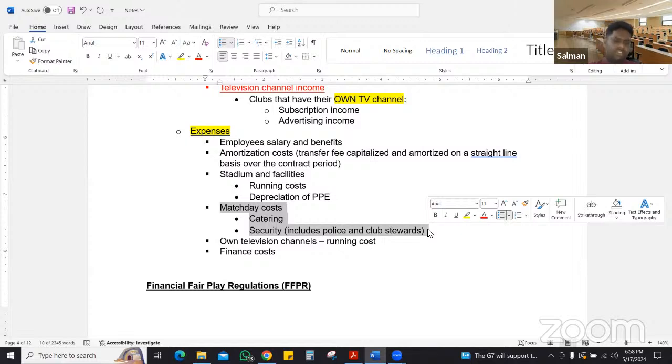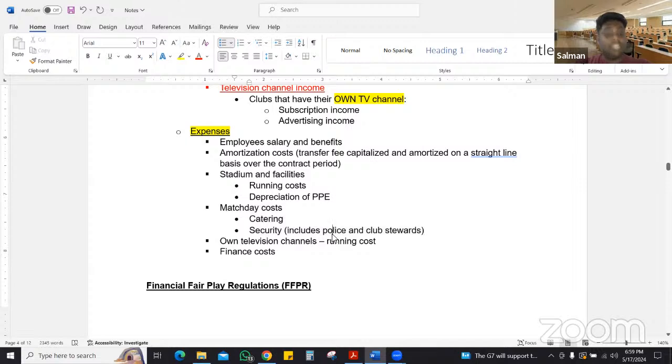In the real world, I had a check later on. When it comes to certain matches, club matches, the club of the home ground might get 200 to 300 security personnel to ensure that security is maintained. This security can include police as well as the club's own personal security stewards. And if they're running their own TV channels, they will have the running cost and any other normal finance costs. Pretty interesting, right?